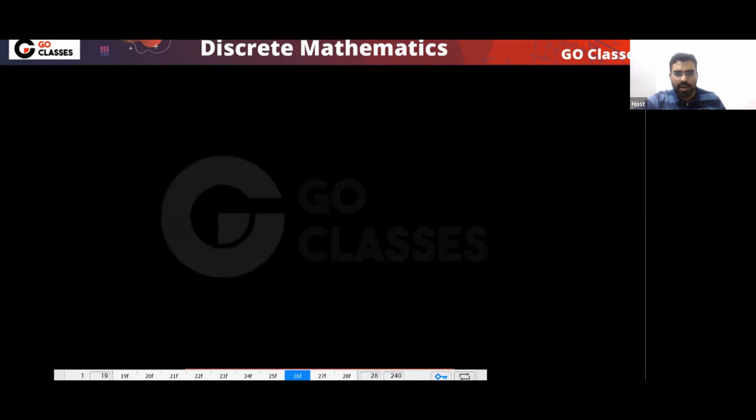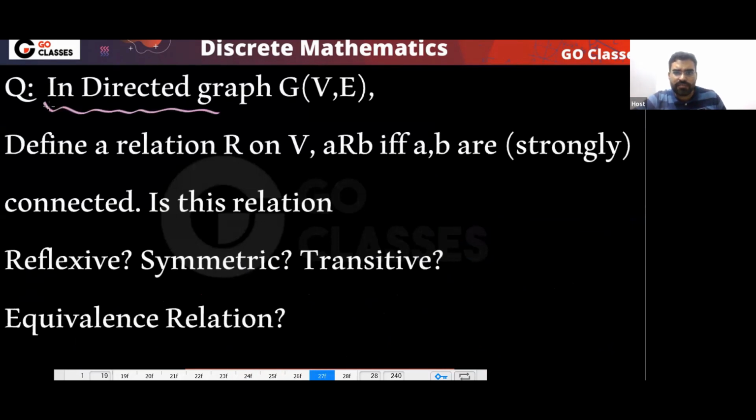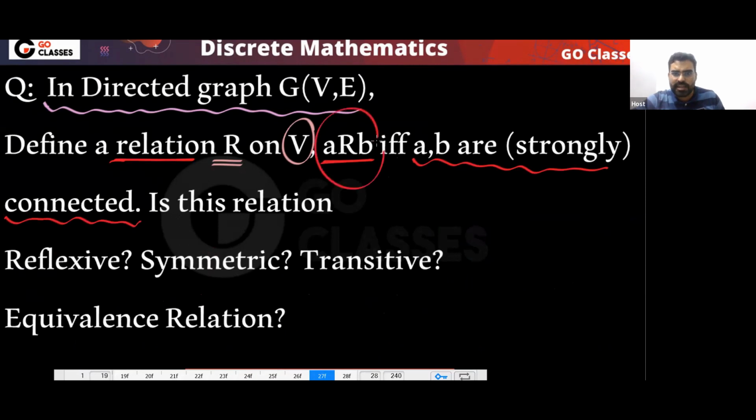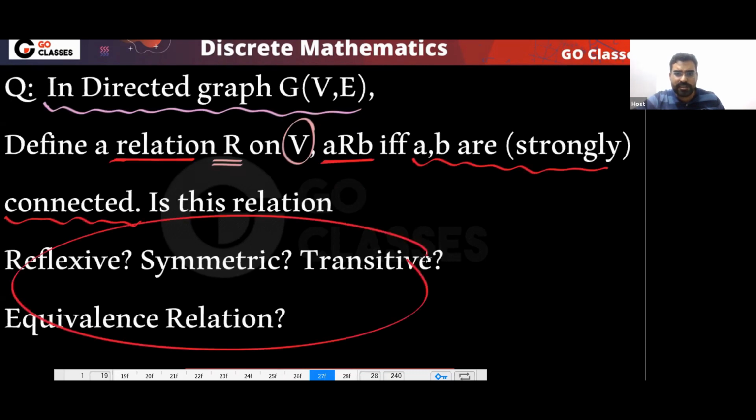Now one interesting question I will ask you. In a directed graph, let's define a relation on the set of vertices. We are saying that vertex A is related to vertex B if and only if A comma B are strongly connected. Tell me one thing. Is this relation reflexive? Is this relation symmetric, transitive, an equivalence relation? Let's check it out.